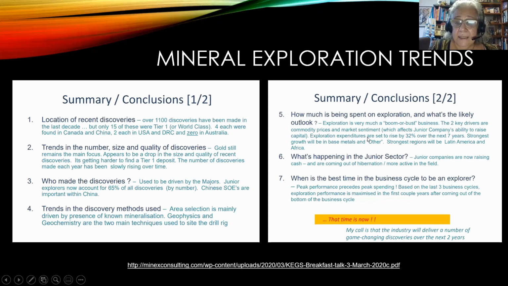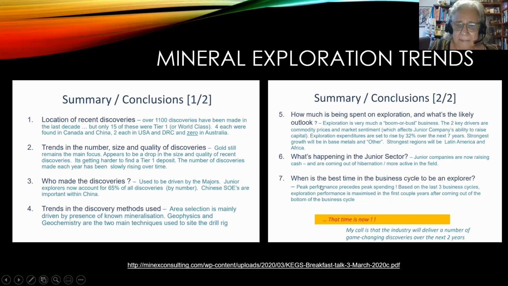So the expenditures are set to rise 32% over the next 7 years. Strongest growth will be in base metals and other. Strongest region will be Latin America and Africa. And the junior companies are now raising cash and are coming out of hibernation, and are more active in the field.